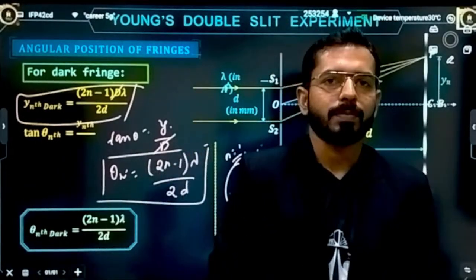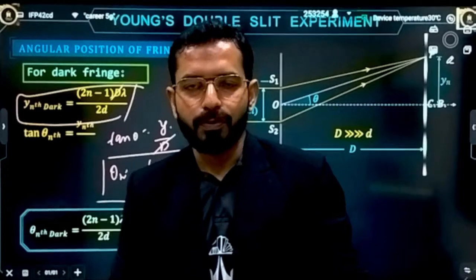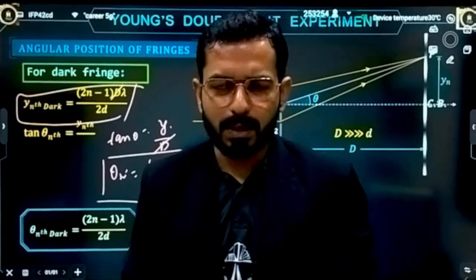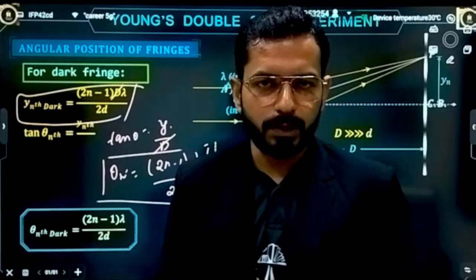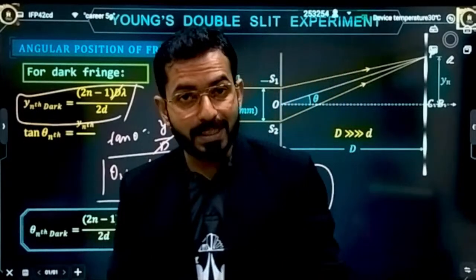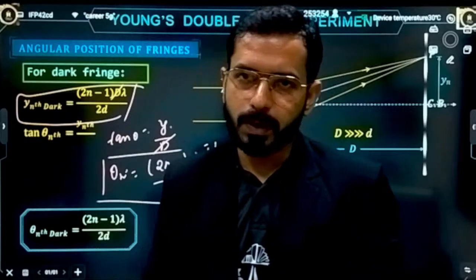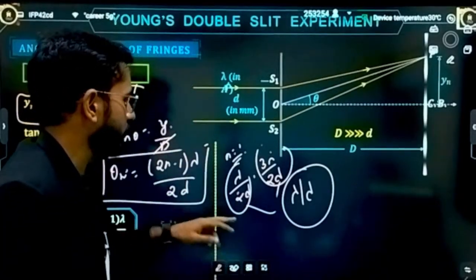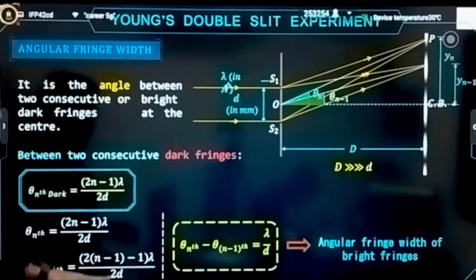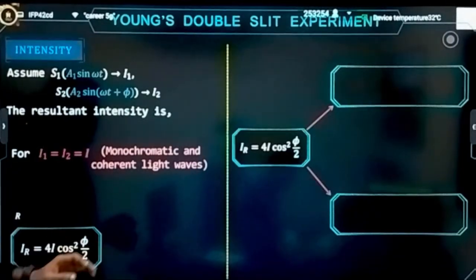Otherwise we know that it is completely symmetric. In fringe width also you checked that the normal fringe width was the same for two consecutive maxima or two consecutive minima. The angular fringe width is also going to be the same for two consecutive maxima or two consecutive minima. That's it. This is what we have to understand. So just remember the direct formula. It will be sufficient for solving any kind of question.